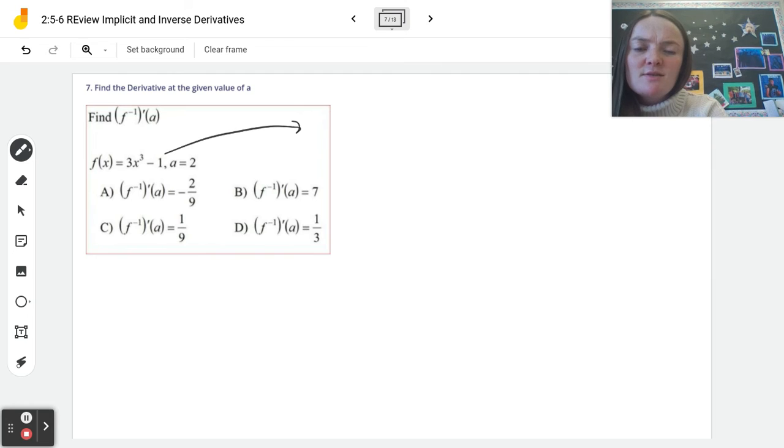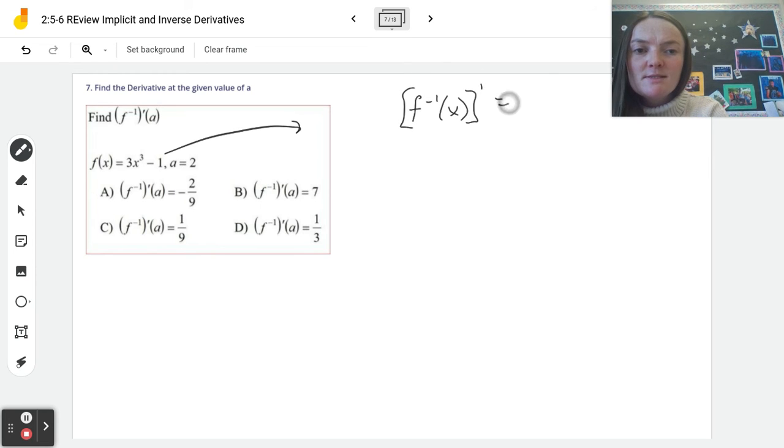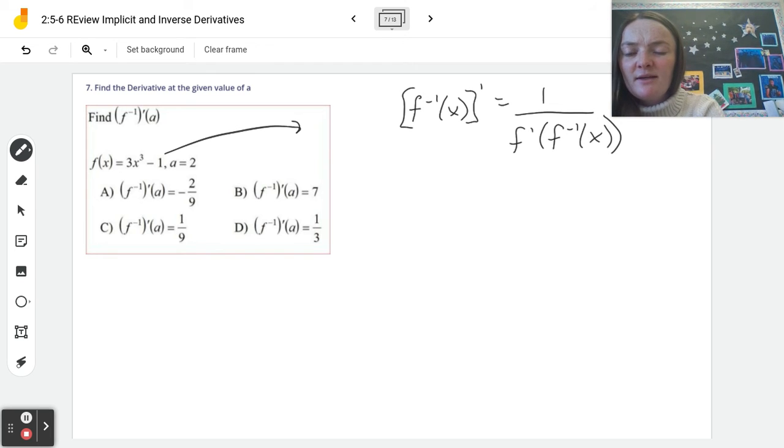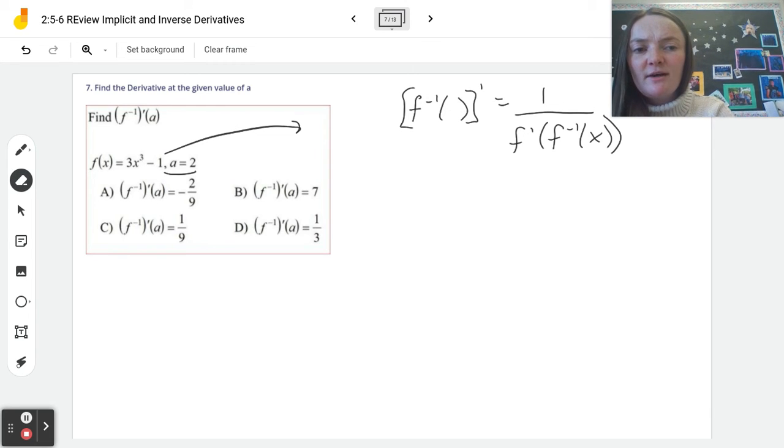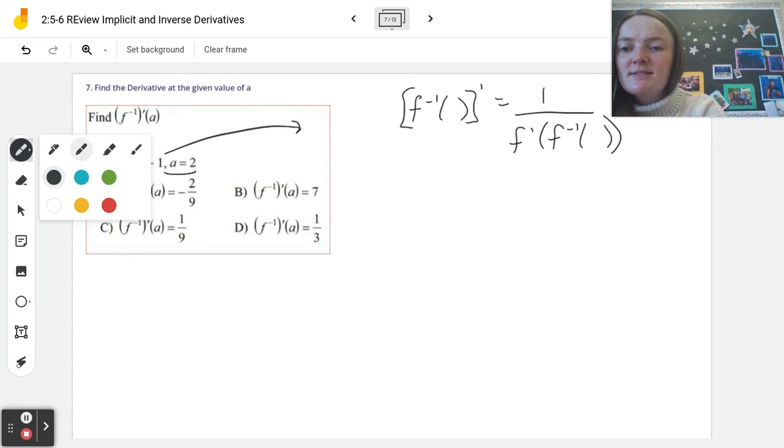All right, so the definition of a derivative of an inverse is this: f inverse of x prime is equal to 1 over f prime of f inverse of x. Specifically, we want to find it when a is equal to 2. So we want to plug in a for x. So in this case, we're trying to evaluate this when x is equal to 2.